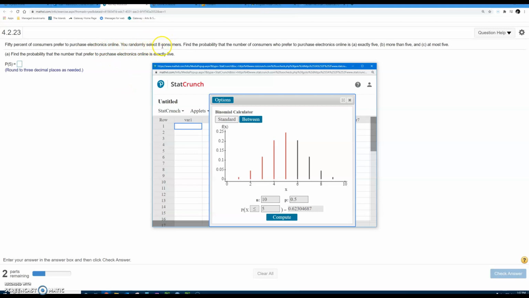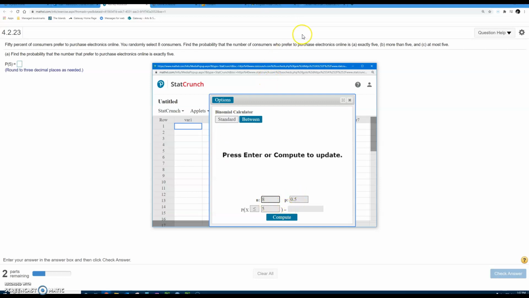In this case, they selected 8 customers and asked them, do you prefer to purchase online or not? And some say yes, some say no. So in this case, n is 8. The probability that they say yes, I prefer to purchase online, is 50%. That's the p-value. They want to know what's the probability that it is exactly 5.